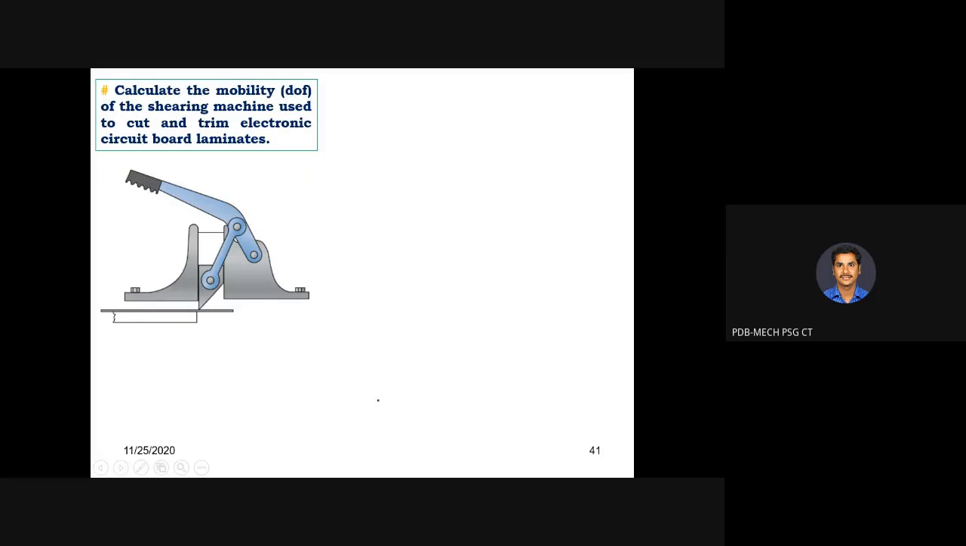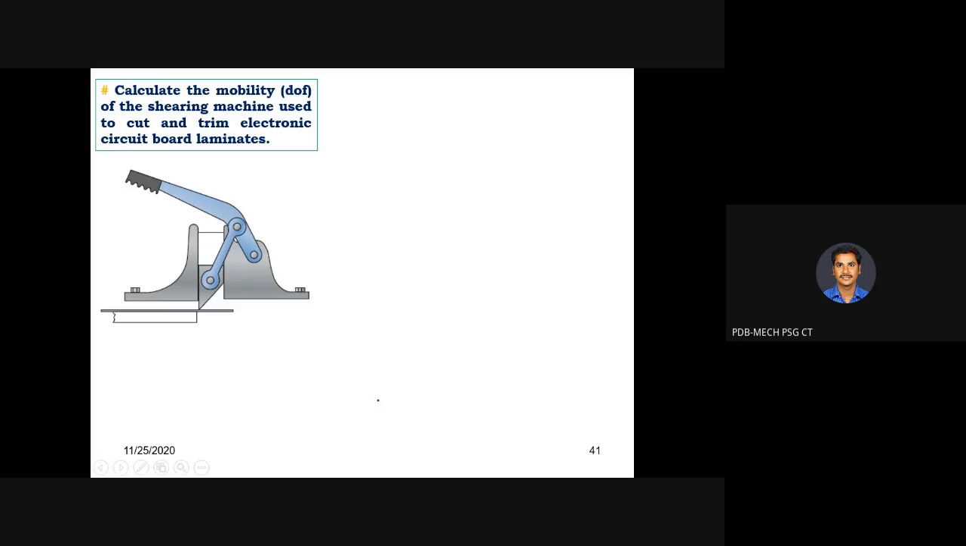Let's solve a simple application-oriented problem. Now, if you look at the problem, calculate the mobility of the shearing machine used to cut and trim electronic circuit board laminates. So look at the mechanism and tell me how many links you are having here. If you are able to identify the number of links in this problem, then it is very comfortable to solve any problem. 4 links, exactly correct.